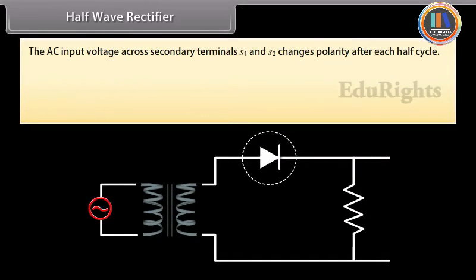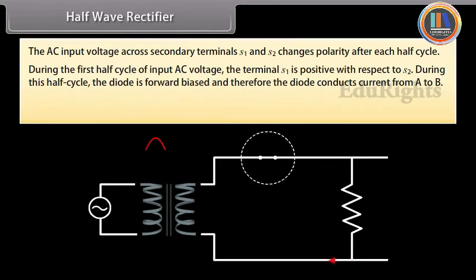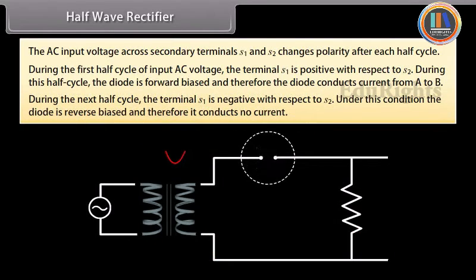The AC input voltage across secondary terminals S1 and S2 changes polarity after each half cycle. During the first half cycle of input AC voltage, the terminal S1 is positive with respect to S2. During this half cycle, the diode is forward biased and therefore the diode conducts current from A to B. During the next half cycle, the terminal S1 is negative with respect to S2. Under this condition, the diode is reverse biased and therefore it conducts no current.